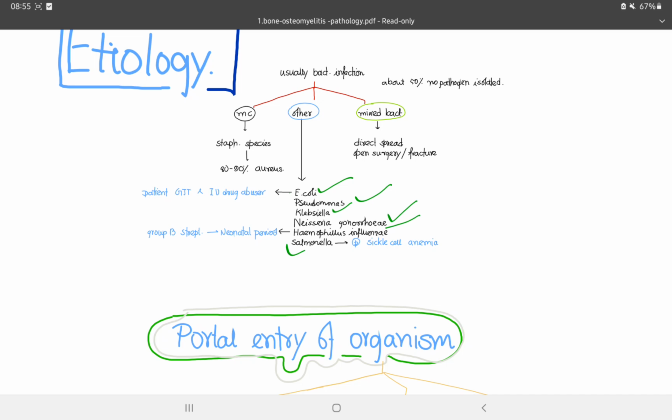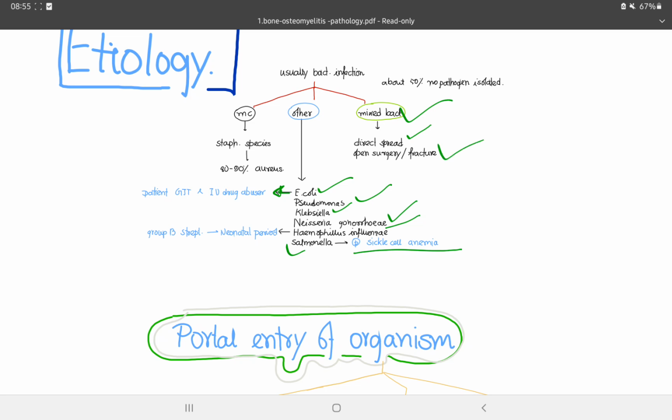In the case of E. coli, it mostly infects IV drug abusers and patients with GIT disease. Haemophilus influenzae most commonly affects the neonatal period, and the neonatal period can also be affected by group B Streptococcus. Salmonella will infect patients with sickle cell anemia, etc. It can also be a mixed bacterial infection, through direct spread, open surgery, or fracture. So usually it is a bacterial infection.